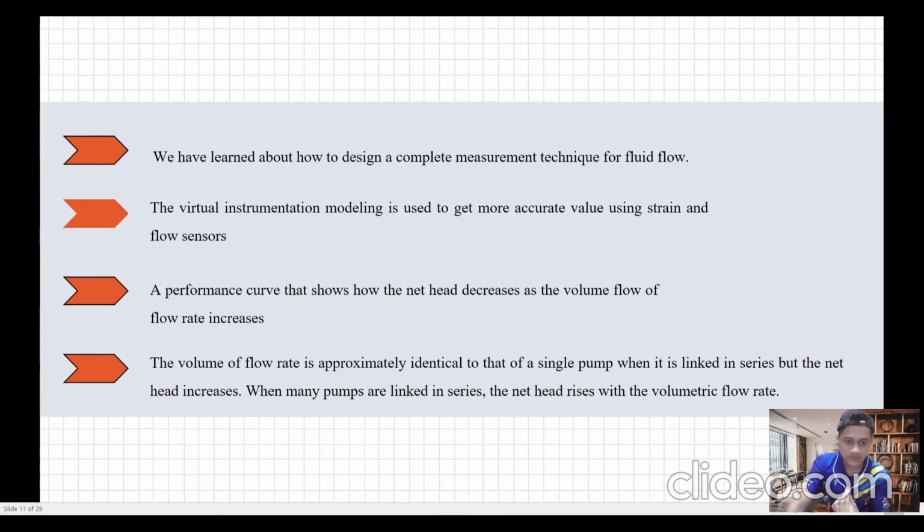For this experiment, we can see a performance curve that shows how the net head decreases as the volume flow rate increases. As a result of the arrangement in single pump, parallel pump and series configuration, the capacity of the pumps was statistically shown. The volume flow rate is approximately identical to that of a single pump when it is linked in series, but the net head increases. When many pumps are linked in series, the net head rises with the volumetric flow rate.